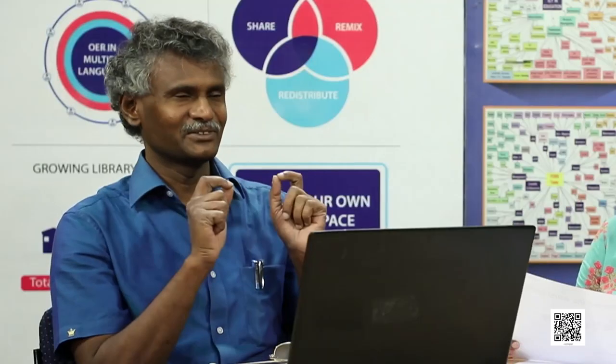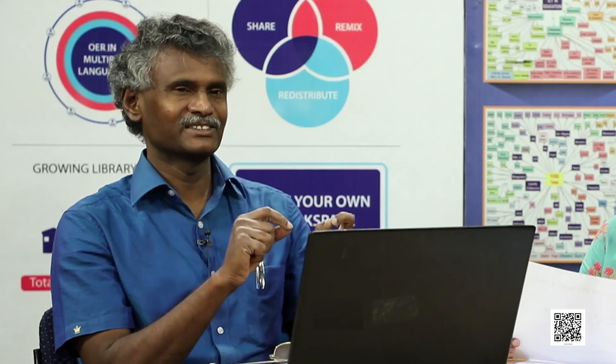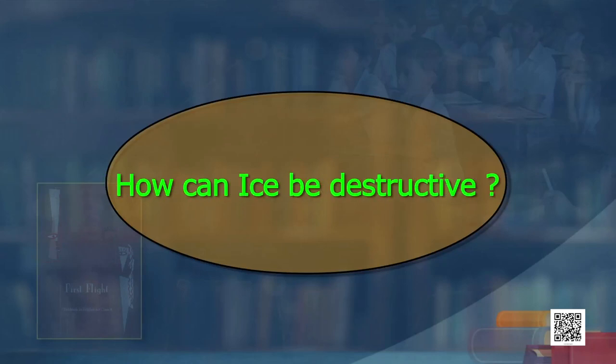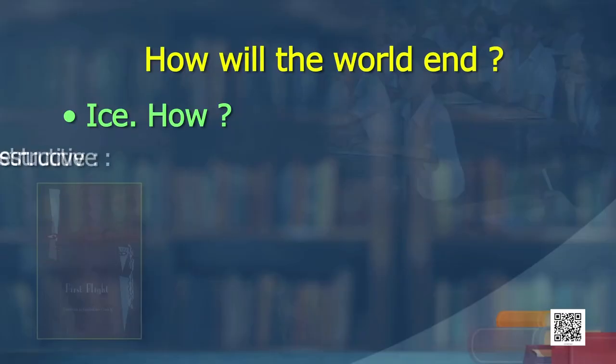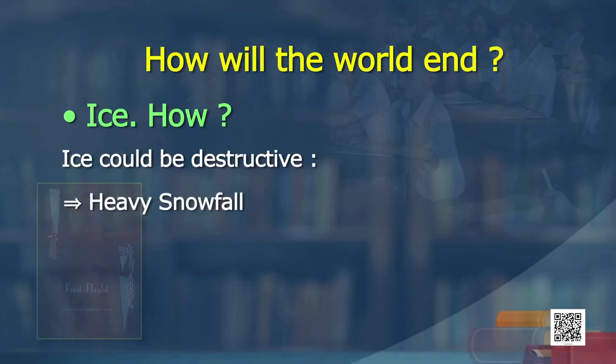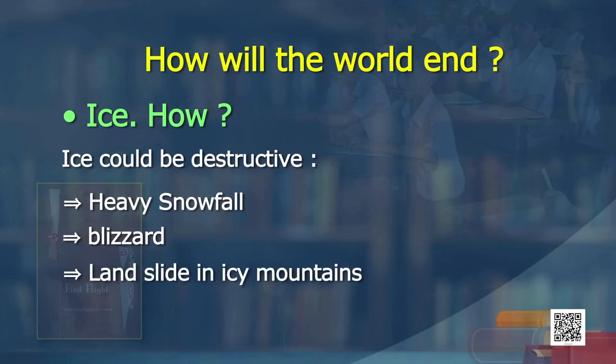Because of reasons related to ice. Kriti, you have written fire and ice as objects of destruction, and now tell our learners how you feel, the way they also may have written, how ice can be destructive. Ice could be destructive when there is a heavy snowfall. Fine. Blizzards. Landslides because of the heavy snow on mountains, which could lead to earthquakes and other natural calamities. Exactly, exactly.